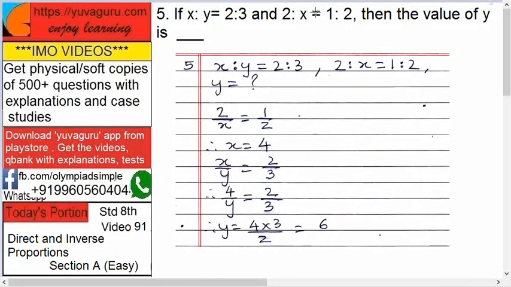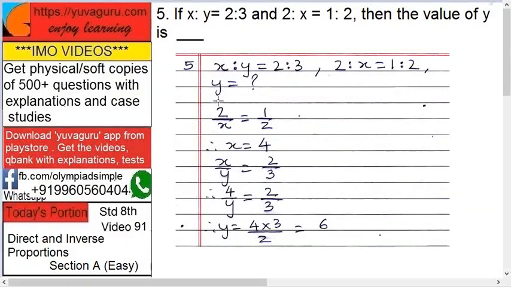Next, if x upon y equals 2 upon 3, this is to means upon, and 2 is to x equals 1 is to y, then the value of y is, means what here directly, x is to y equals 2 is to 3, 2 is to x equals 1 is to 2, y equals, that is a basic question.